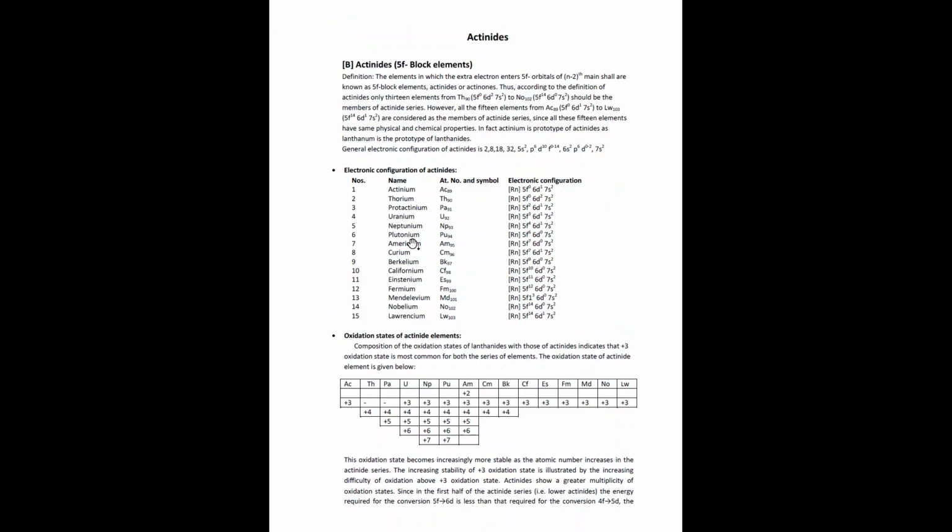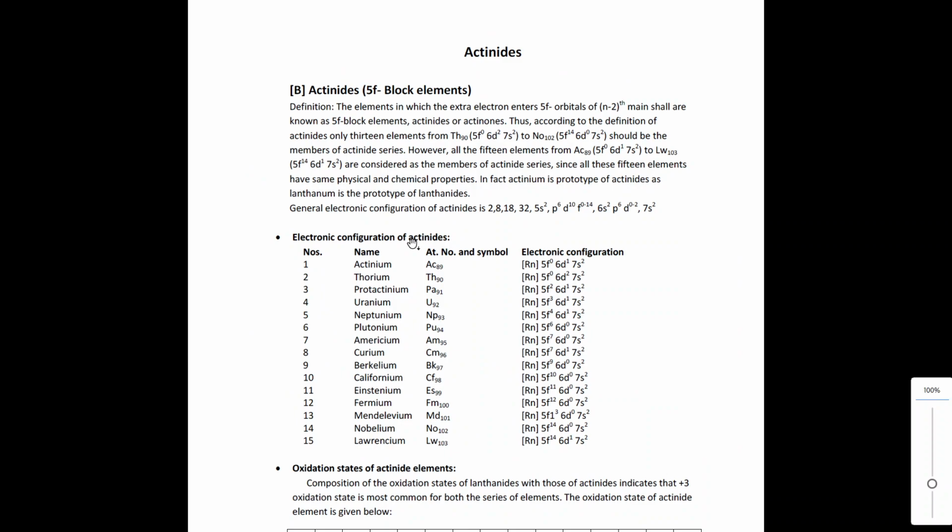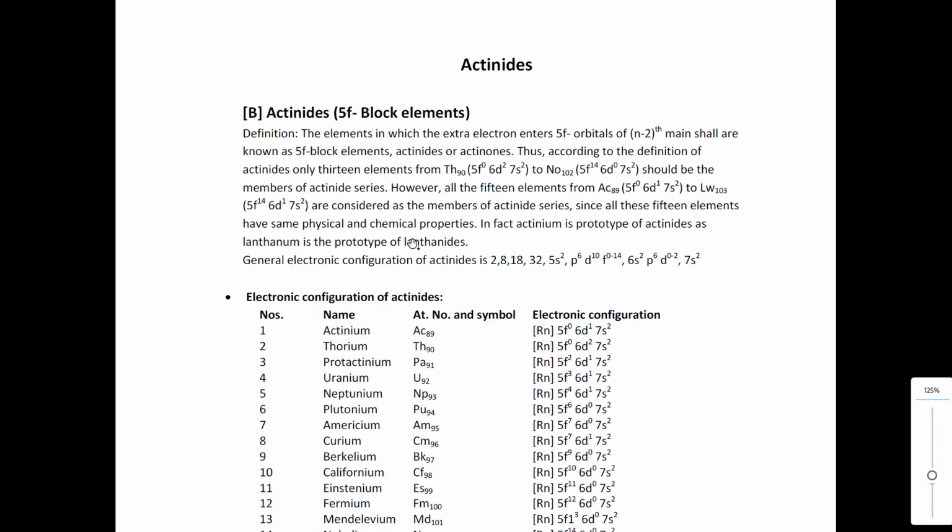These are the short notes just for giving you a flashback. We are studying actinide chemistry. The definition is that the elements in which the extra electron enters the 5f orbitals of the (n-2)th shell are known as 5f block elements, and they are known as actinides.